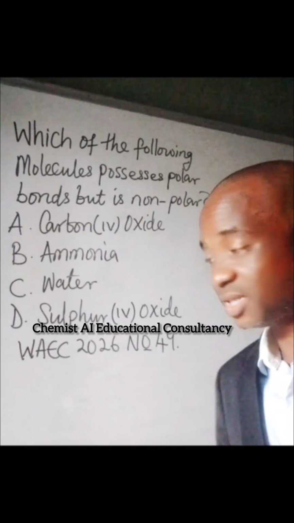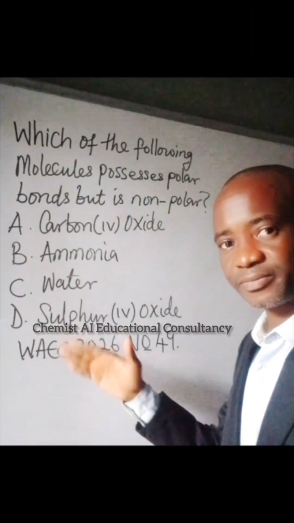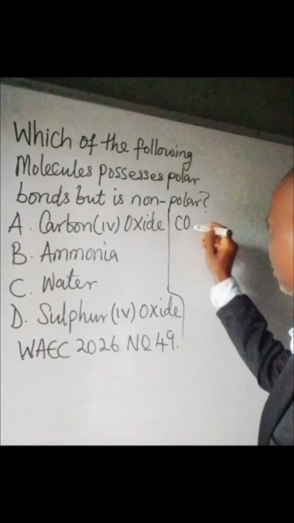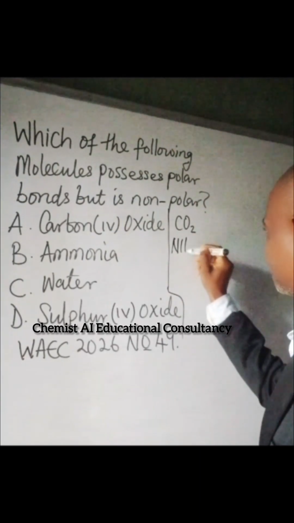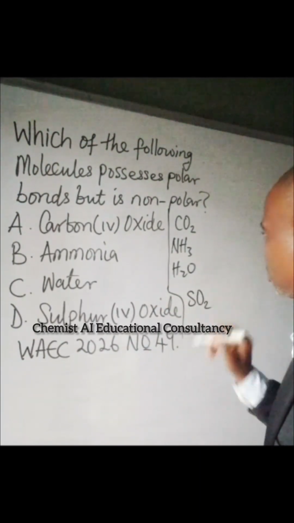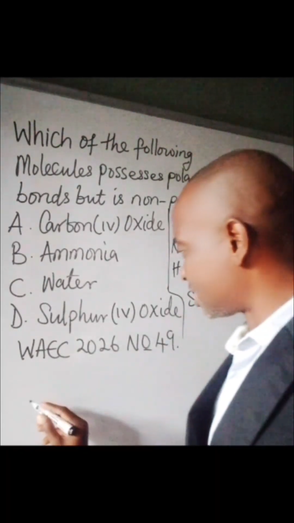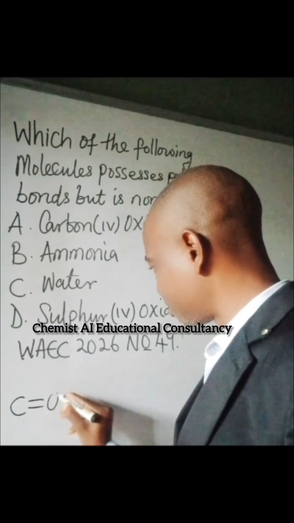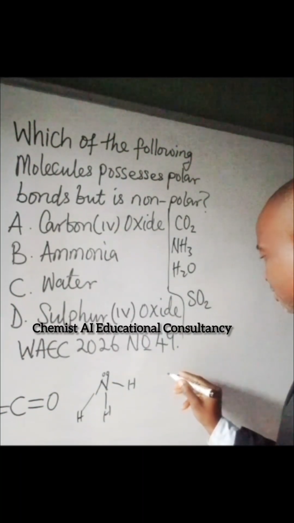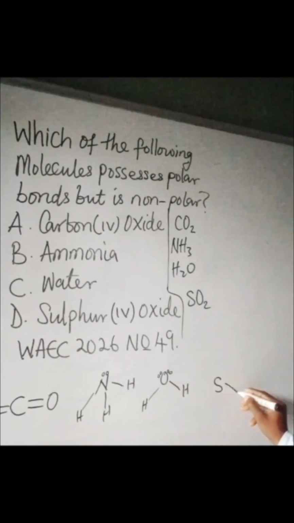The first thing we do is to write the structural formulae of the following molecules. First of all, carbon 4 oxide is CO2. Ammonia is NH3. Water is H2O. Sulfur 4 oxide is SO2. Now let us generate their structural formula. Carbon 4 oxide is like this. Carbon, double bonded to oxygen, and double bonded to oxygen. Ammonia is like this. Water is like this. And sulfur 4 oxide is like this.